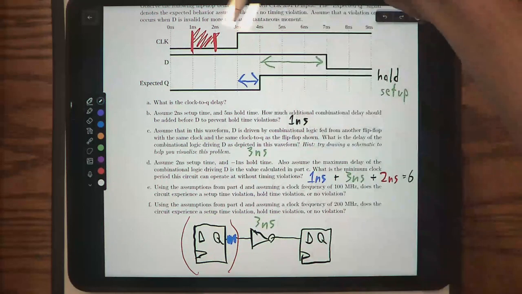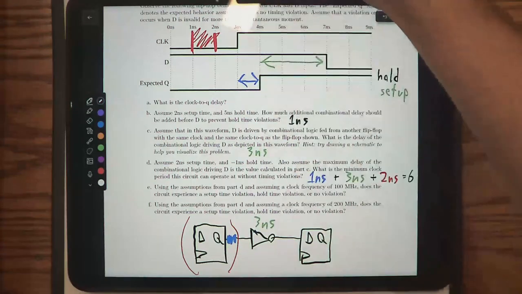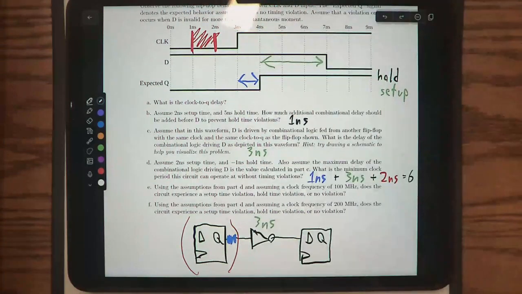In this class, you can assume, maybe you should write this down, that when you have negative hold time, you will never have a hold time violation. So if I ever say assume negative hold time, you should go, whew, okay, the question's going to be easier. I don't need to think about hold time. Negative hold time is your friend in this class. If you're learning about clock skew, then you have to factor it in and think about that.